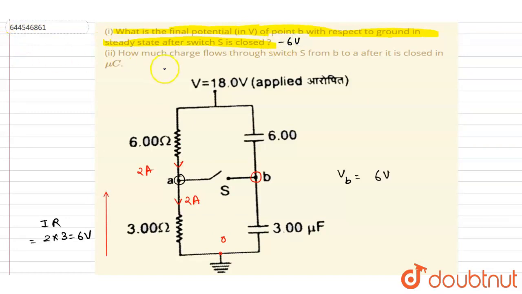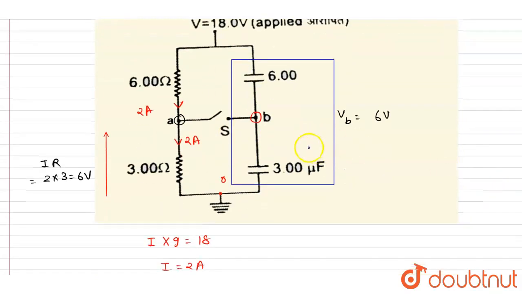Now moving to the next part. How much charge flows through S from B to A after it is closed? So if you see, earlier it was open, right? Earlier it was open, now it is closed, and we want the charge that flowed through this when it was closed. When this switch was open, these two capacitors were in series, right? So charges on them will be the same, Q and Q, right?